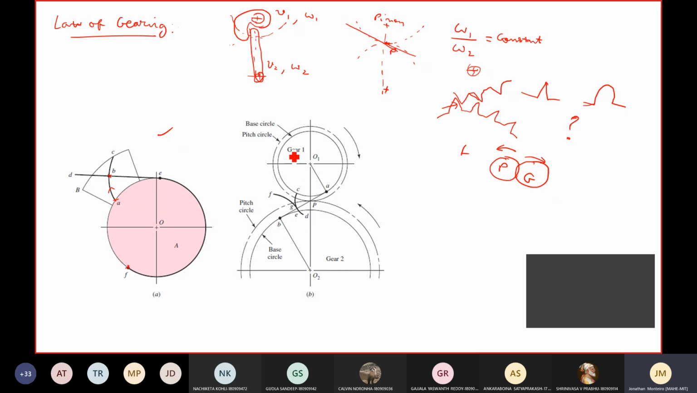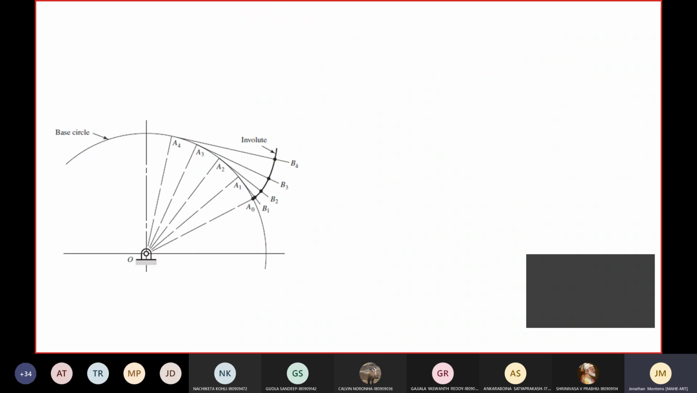Correct? So you have a gear on which there is a pitch circle and a base circle, and with respect to that you have a profile. So that profile wraps and unwraps itself over each other. So how will it look? If you just describe it, it looks somewhat like this.